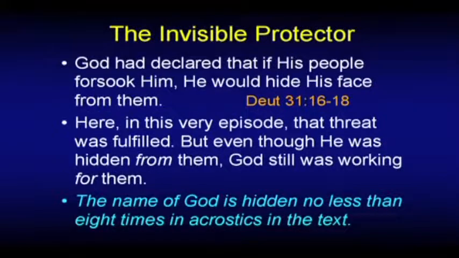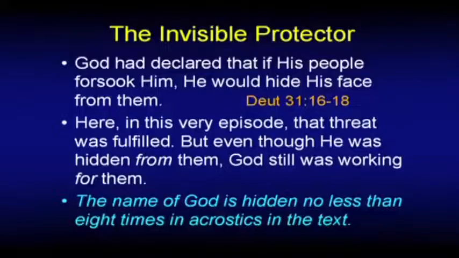Now, God declared back in Deuteronomy 31 that if his people forsook him, he would hide his face from them. So he's hiding his face from them, but that doesn't mean he's not watching out for them. That's the paradox that's being dealt with here. So here in this very episode, that threat was fulfilled. Even though he was hidden from them, God is still working for them. And the name of God is hidden no less than 8 times in acrostics in the text.